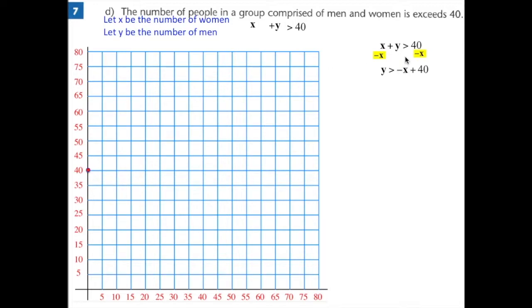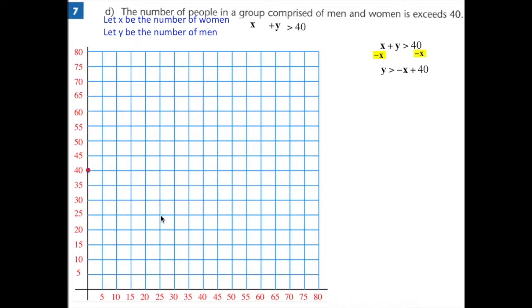And always float your negatives to the top. If you have a negative slope, make your delta y negative, not your delta x. Negative 1 means negative 1 over 1. So we're going to be moving over positive 1 in the x direction and down 1 in the y direction. So over 1, down 1, over 1, down 1. You can move over, I don't know, like 5 if you like. 4, 5, and down 5.